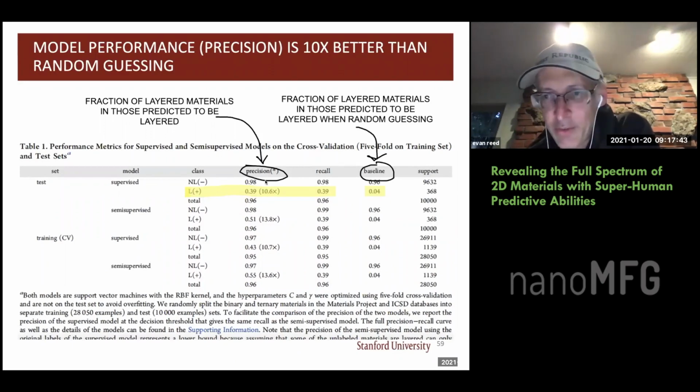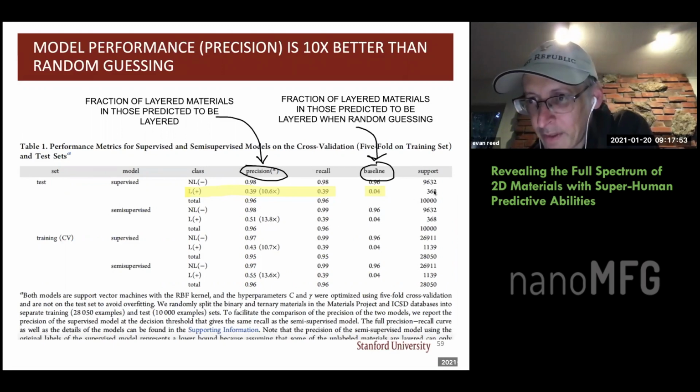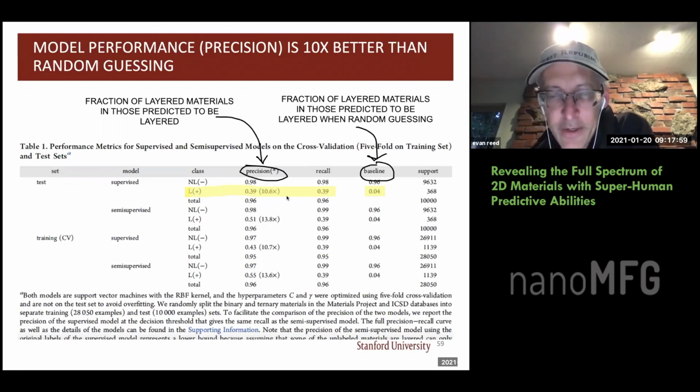Let me just tell you, first of all, how this particular set of assumptions works. There's really only two numbers that I want to focus on here in these results. So this is our test set. Our data set is big enough to really have an honest to goodness test set of about 368 layered materials and 10,000 materials that we're considering not to be layered.